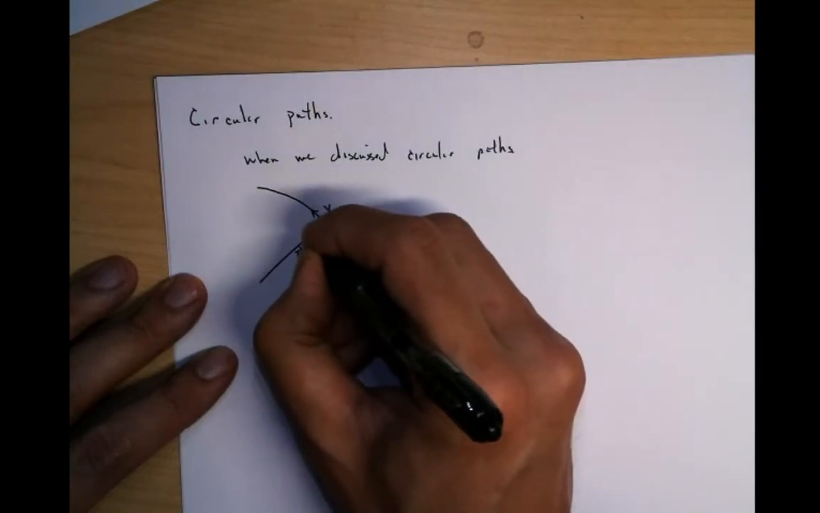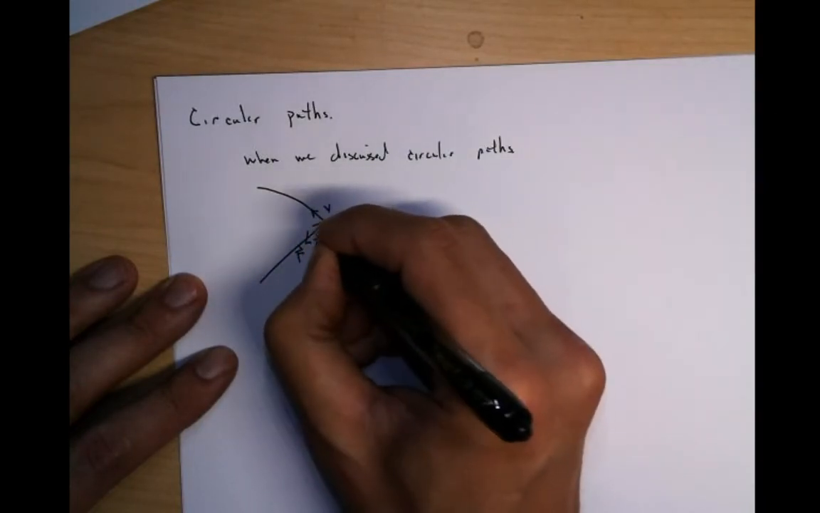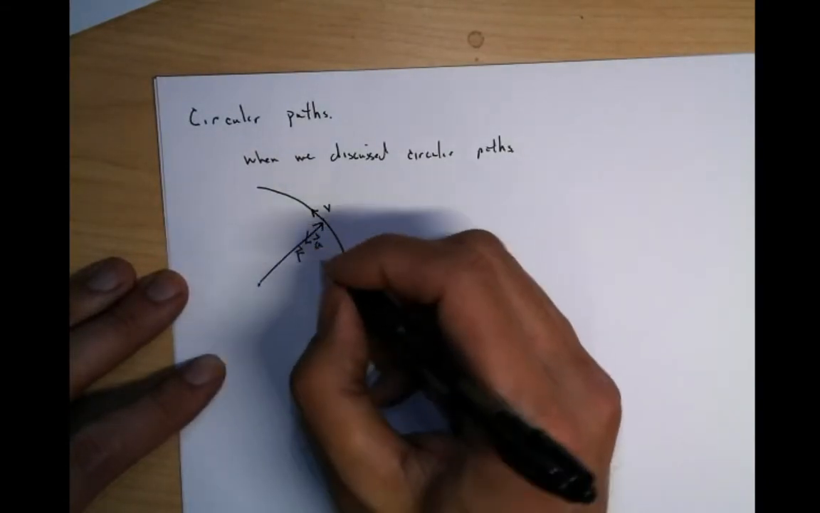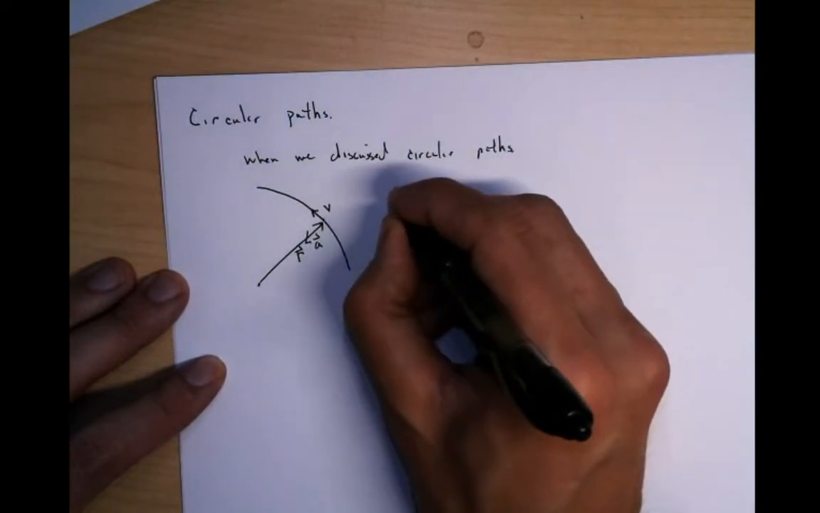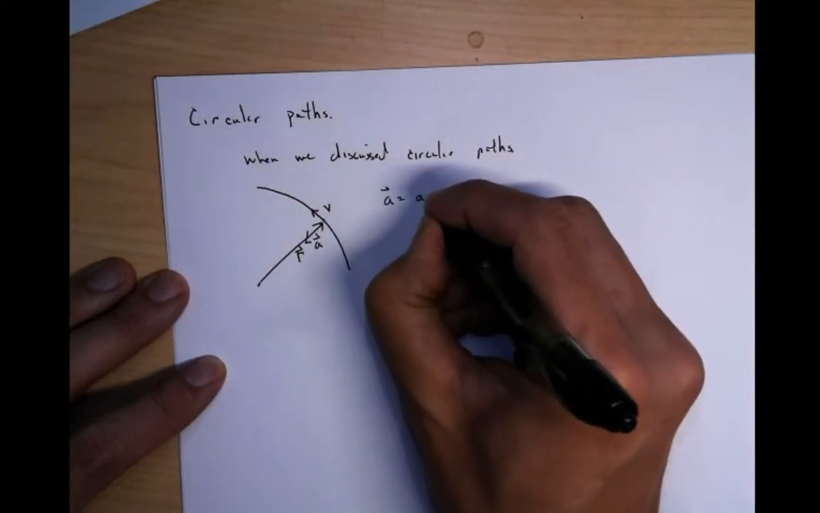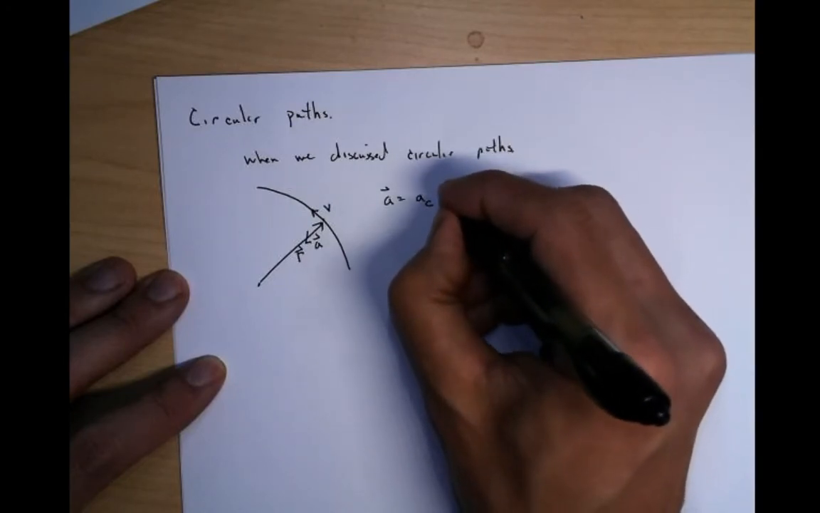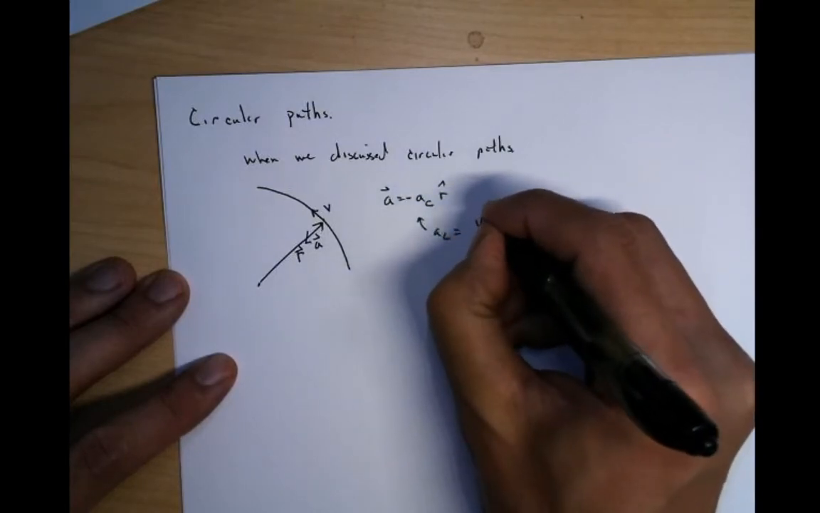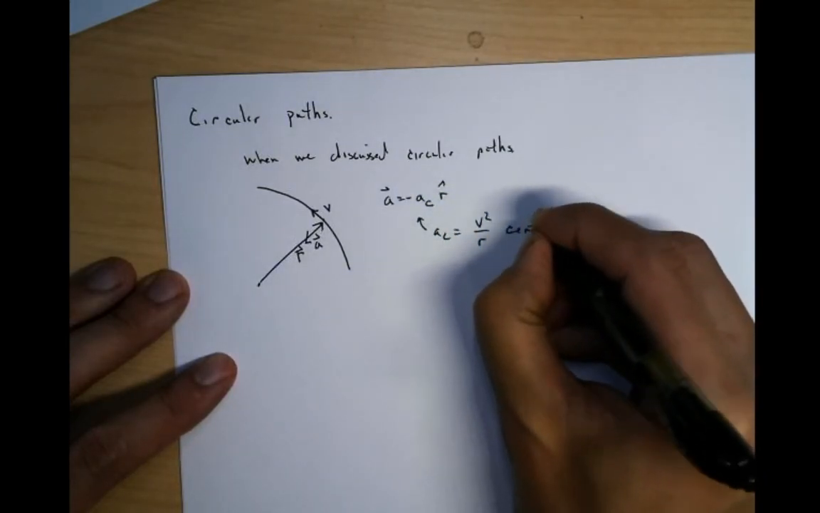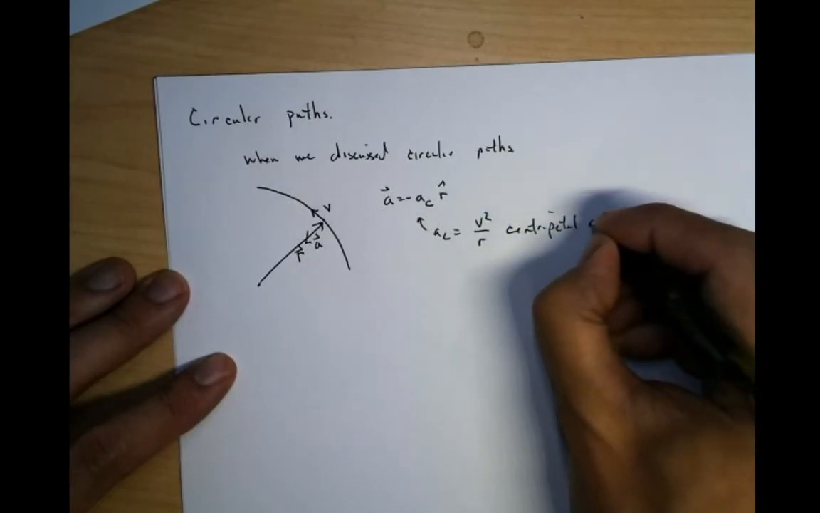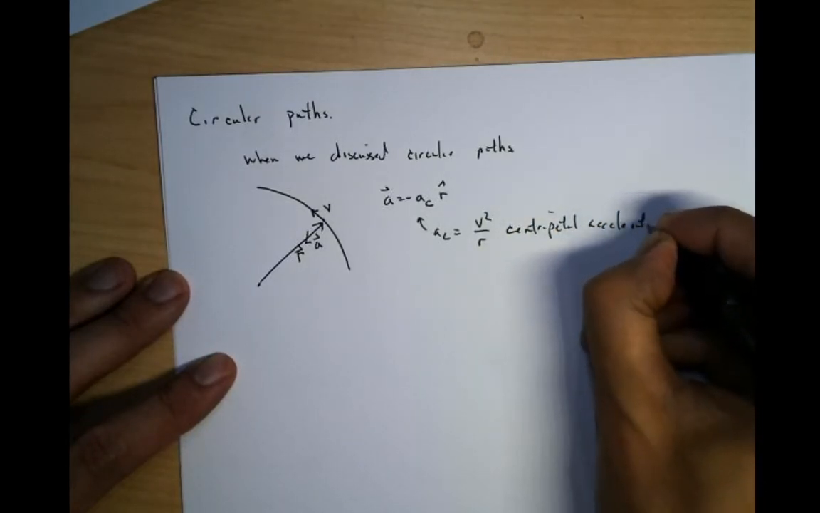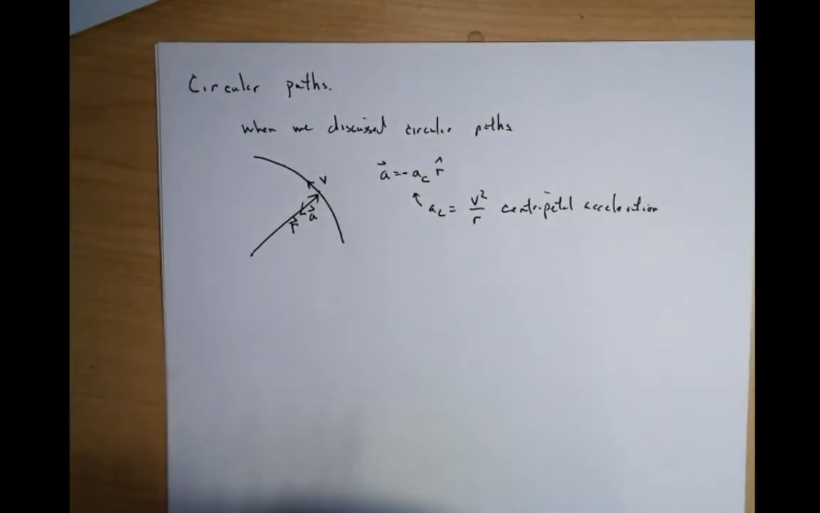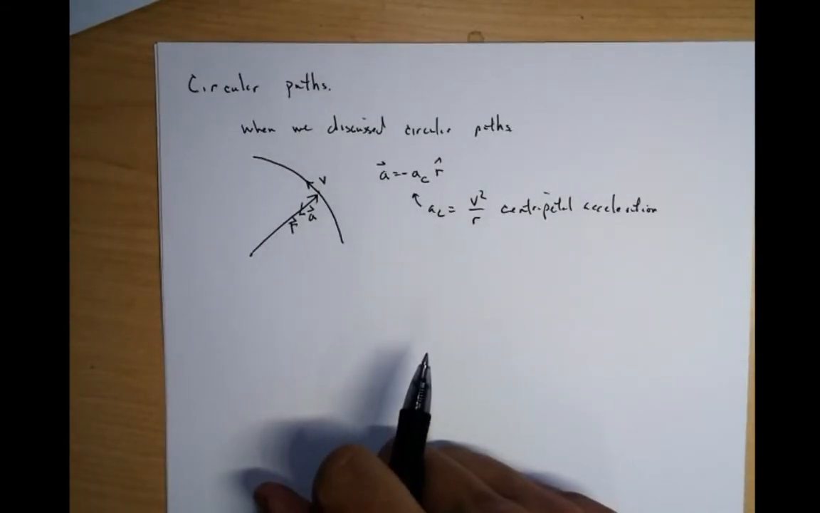r. The acceleration is pointing toward the origin of the circle, and the magnitude of the acceleration is AC. This is the centripetal acceleration, minus r hat. AC is equal to v squared over r is the centripetal acceleration. So we know that has to be the centripetal acceleration in order to keep this object moving in a circle.